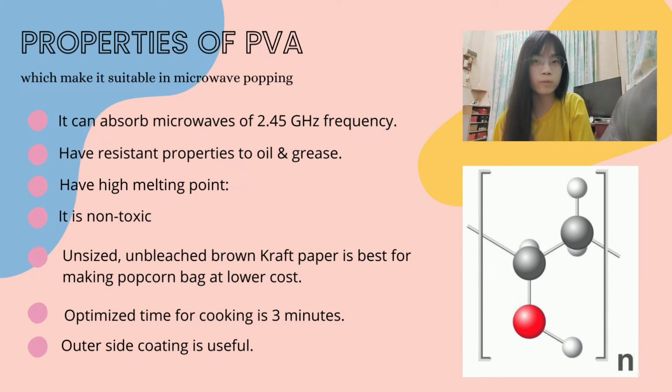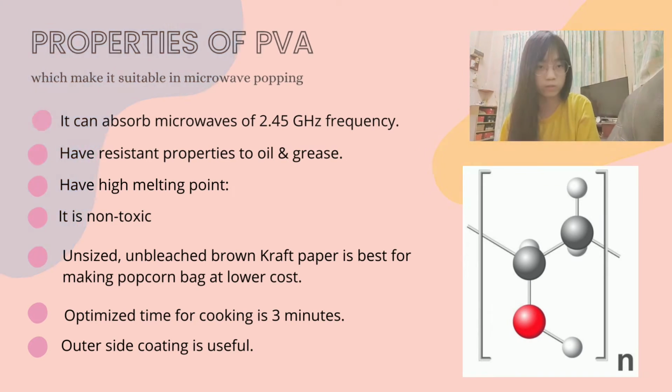Various experiments were performed, and the following consolidated results were obtained, which prove that PVA is a good alternative to metal film in MPB, which is the popcorn bag. The first one is unsized, unbleached brown kraft paper is best for making popcorn bags at lower cost. The second one is the optimized time for cooking is only 3 minutes. And the last one is the outer side coating is very useful.